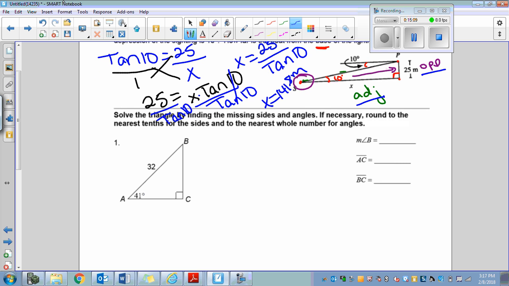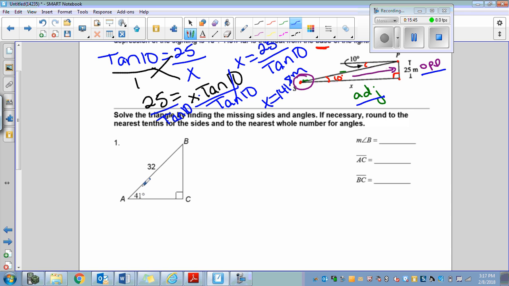So it's also good practice to find out what they're asking us for. It's really important. It says, solve the triangle by finding the missing sides and angles. If necessary, round to the nearest tenth for the sides and to the nearest whole number for the angles. We really like whole numbers. So it says solve the triangle. Okay, so we need to find the other angle in this triangle first. We can use our inverse sine, cosine, tangent if you want. After we find another angle, we need one more side.